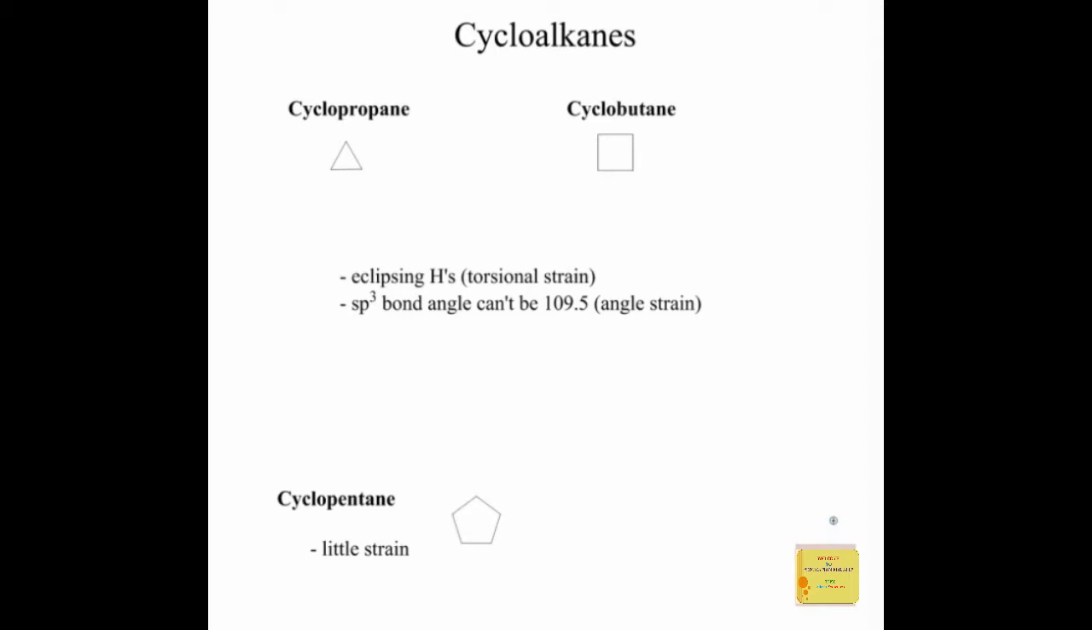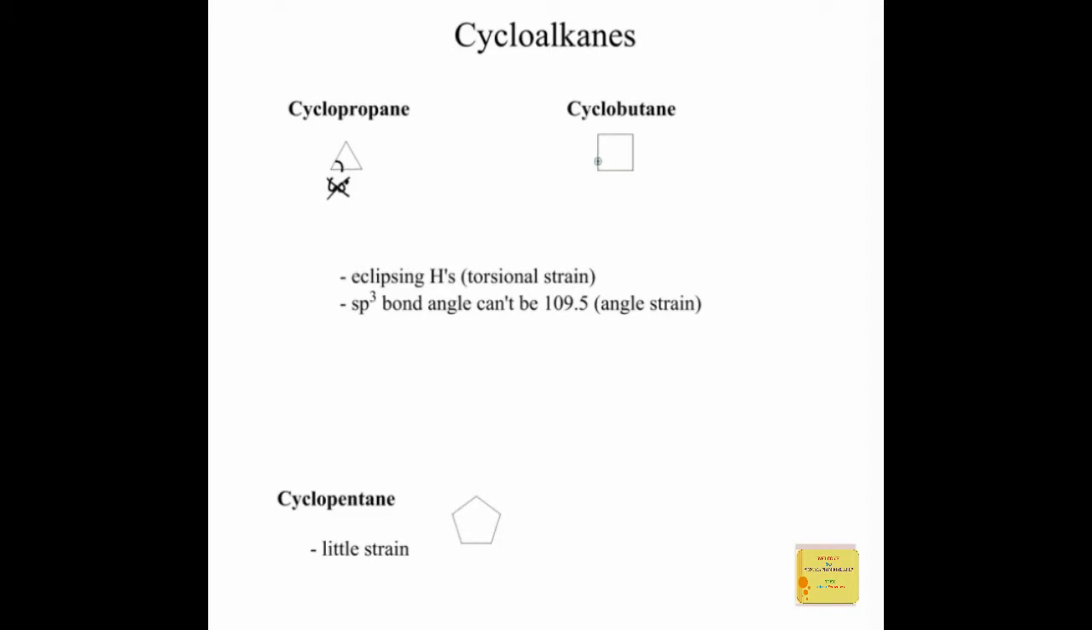And the problem is that if we were to try and form a triangle, a cyclopropane, this bond angle would have to be 60 degrees in order to be a triangle, and it's very difficult for it to make that. Carbon wants to be 109.5 because it's sp3 hybridized, and it can't do that.